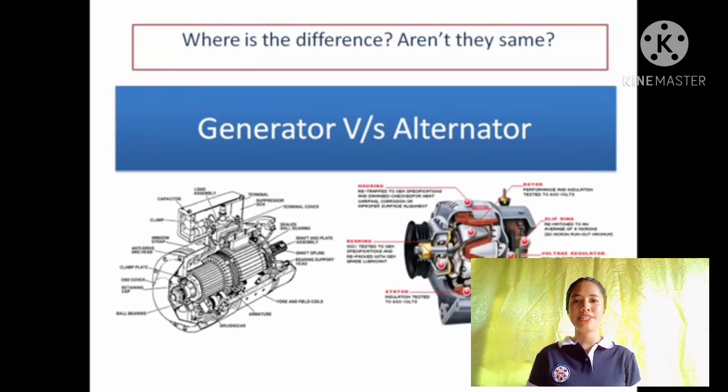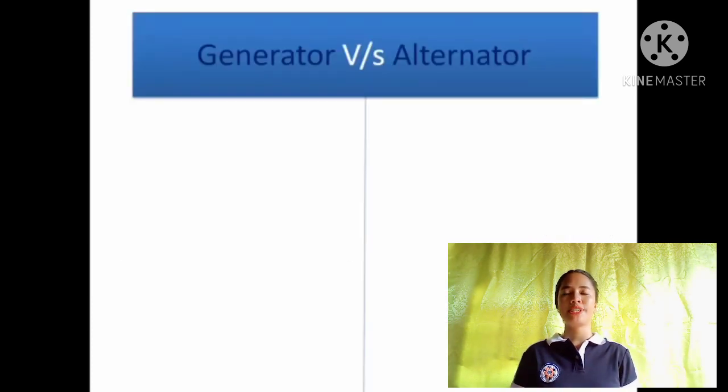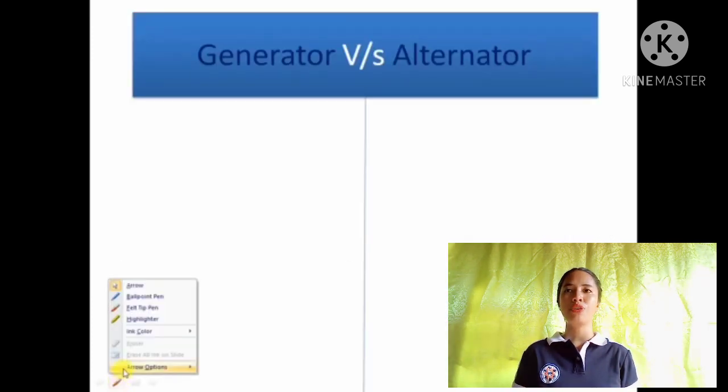Well, this is not incorrect at all, because both of these machines are used to convert mechanical energy into electrical energy, and both take the same input, that is mechanical power, and their primary work is to generate electricity. But where is the difference? The difference is in the construction. There are certain differences, which in the second part of this video I'm going to discuss. So here you can see that I have just completed a chart.